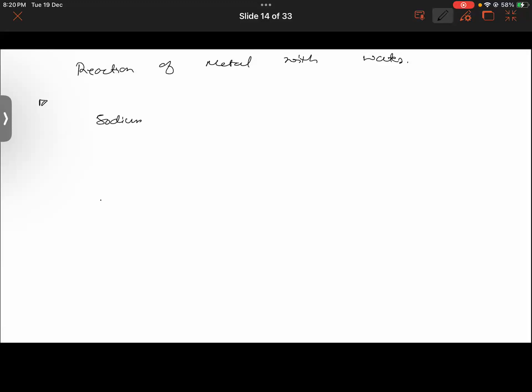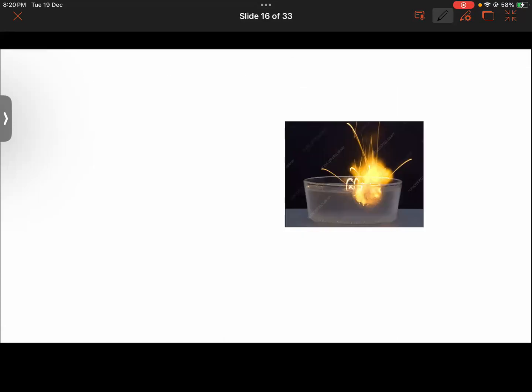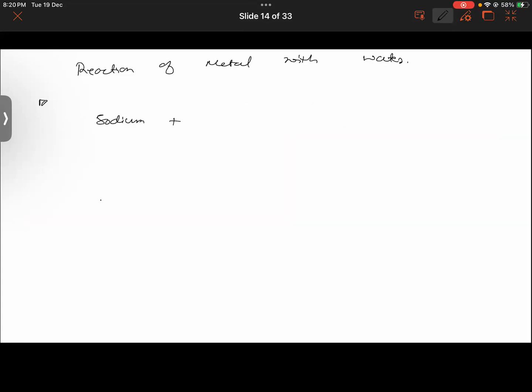By the way, you might have seen in videos, sodium बहुत explosive होता है. See this image over here. If you were to have even some very tiny granules of sodium metal and you put it in water, the reaction will be very explosive. It is stored in kerosene oil or some other oil.